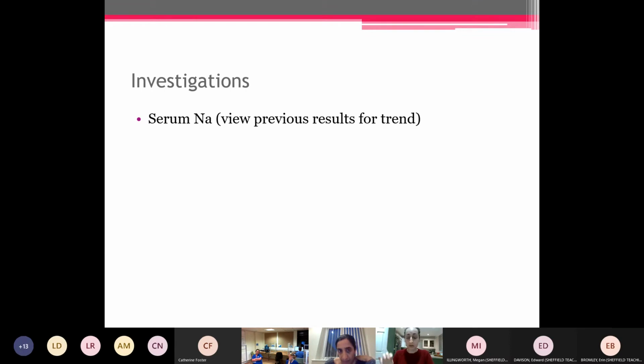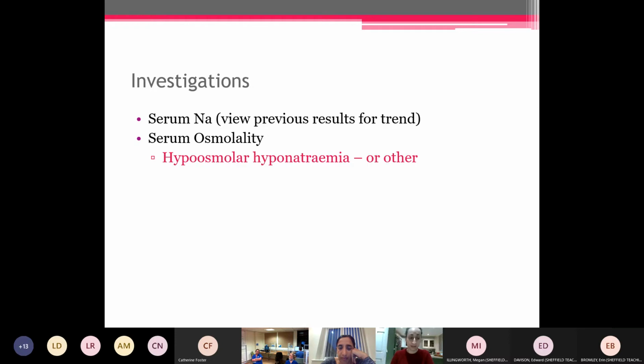So we want to know the trend. We want to know if it's always been a bit low and then has suddenly dropped down. Has it been slowly trending down? You just want to know what's going on with that. And we want to know if it's acute or chronic. Serum osmolarity, I've mentioned this a few times now. So is it low or is it not low? That's all I want to know.